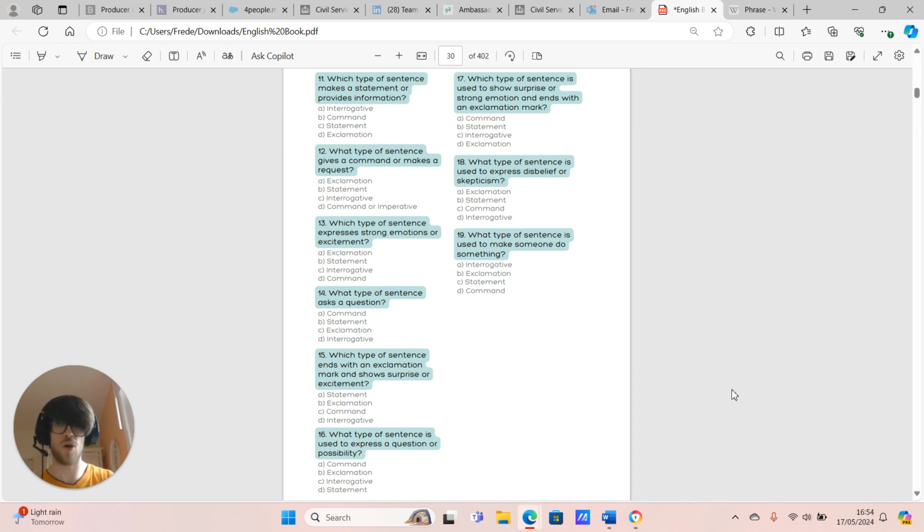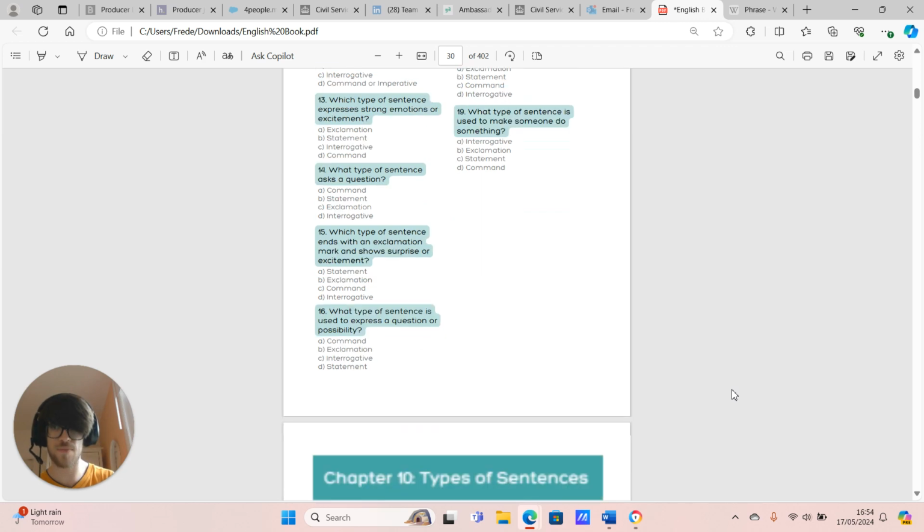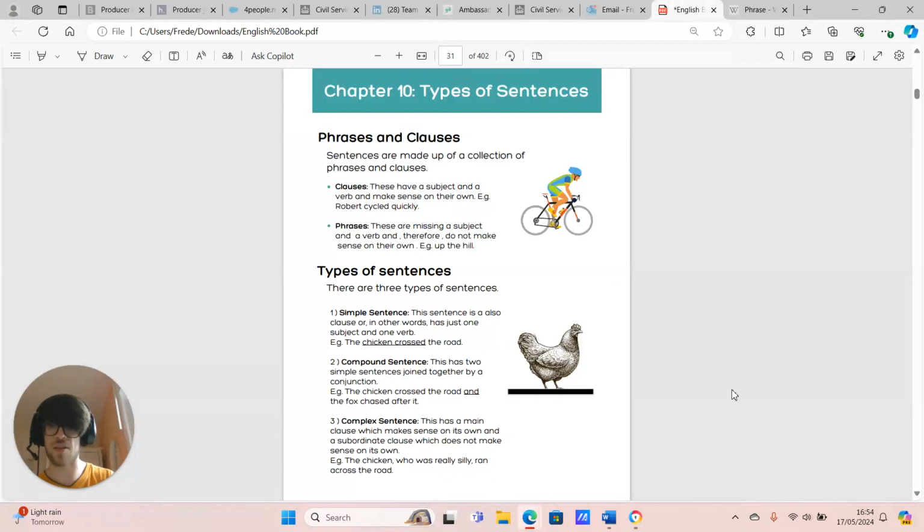Scroll back up, or go back in the video and have a listen to me talking about what each different purpose of a sentence could be, and the formal names for them and all of this. Have a go at these ones, and then once you've done that, let's look at this last bit for today. Types of sentences.